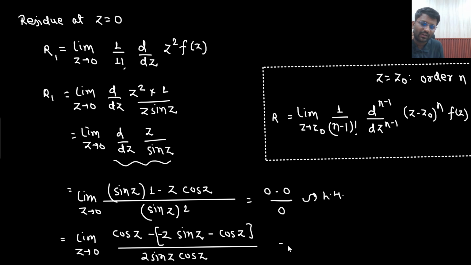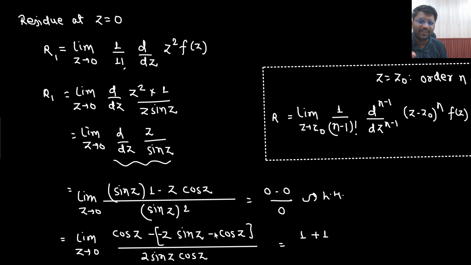Now you put z equals to 0 here. So what is the answer you will be getting? Cos 0 is 1, plus 1. Infinite answer. How is an infinite answer coming? Cos 0 is 1, sin 0 is 0. What is the problem? Let me check the calculation.